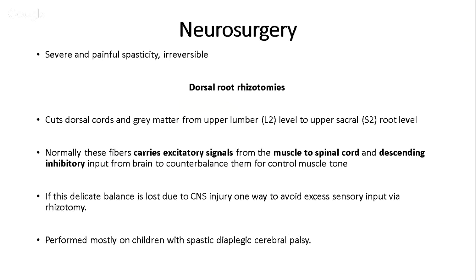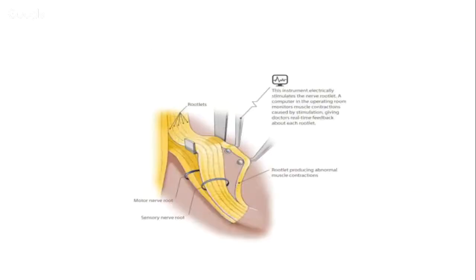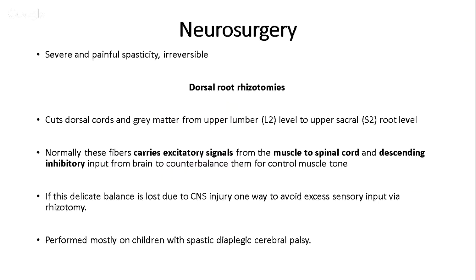Neurosurgery. So when do you call them? If you have severe painful spasticity that is irreversible, they do something called dorsal root rhizotomies. I don't know how they do it, but they said that it cuts the dorsal roots and the gray matter, because this tract carries the excitatory signals from the muscle to the spinal cord and the descending inhibitory input. So this is one option you can try, and most of the time it's been tried in children with spastic diplegia and cerebral palsy.